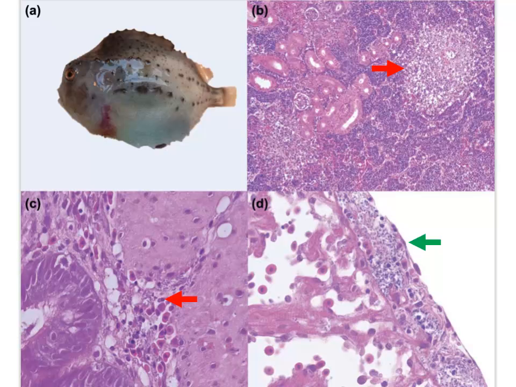Within sections of the kidney and intestine, there are scattered bacterial emboli with associated tissue necrosis. These are highlighted in red. Within sections of the atrium, there are large numbers of rod-shaped bacteria within the epicardium with associated inflammation. These are highlighted in green.